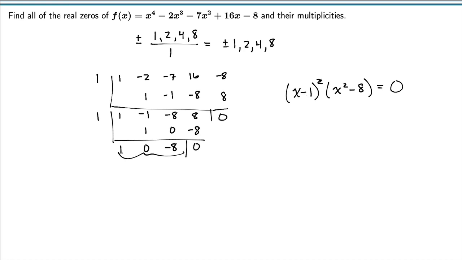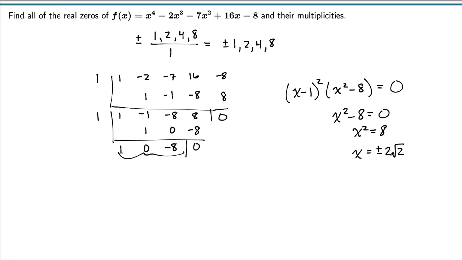So I've got x minus 1 squared times x squared minus 8. Now to get the rest of my zeros, I just need the zeros of x squared minus 8. Here we can just add 8 to both sides and then take the square root. We get plus or minus the square root of 8, which is 2 root 2.